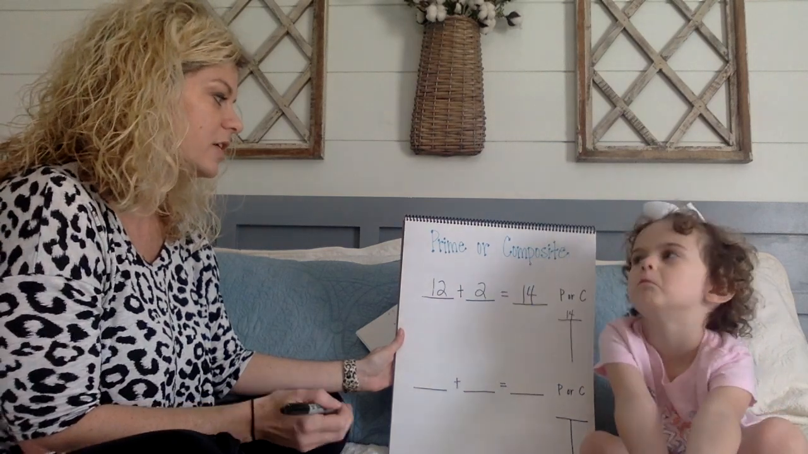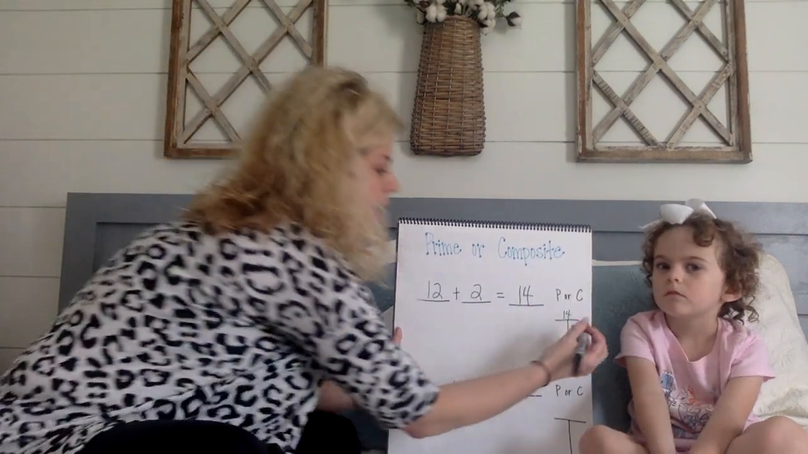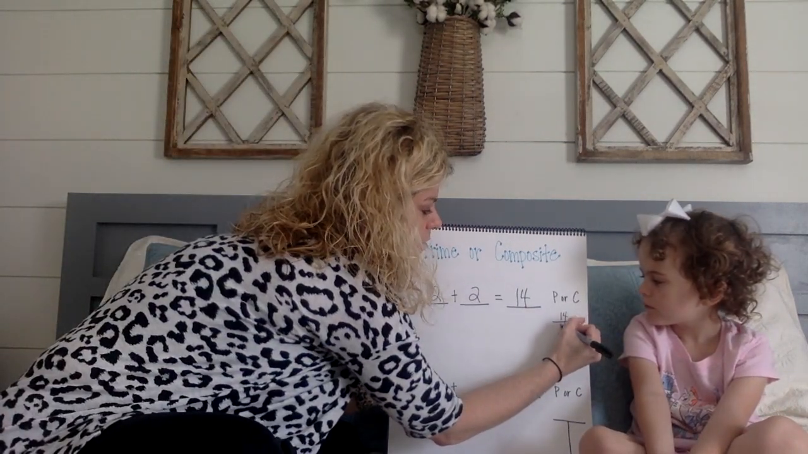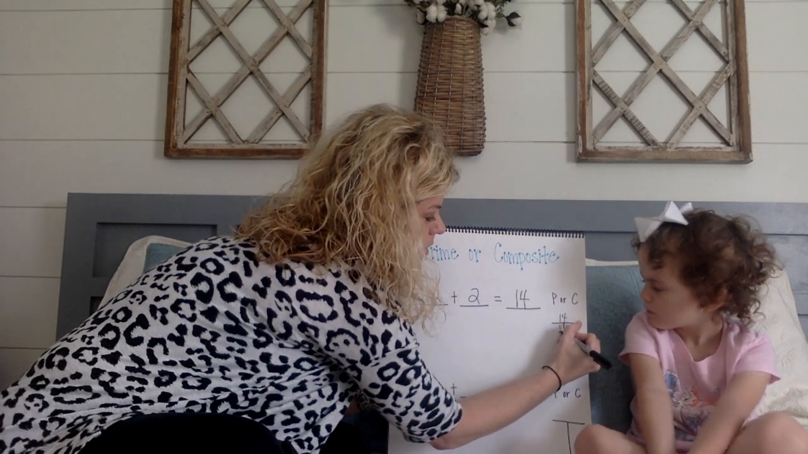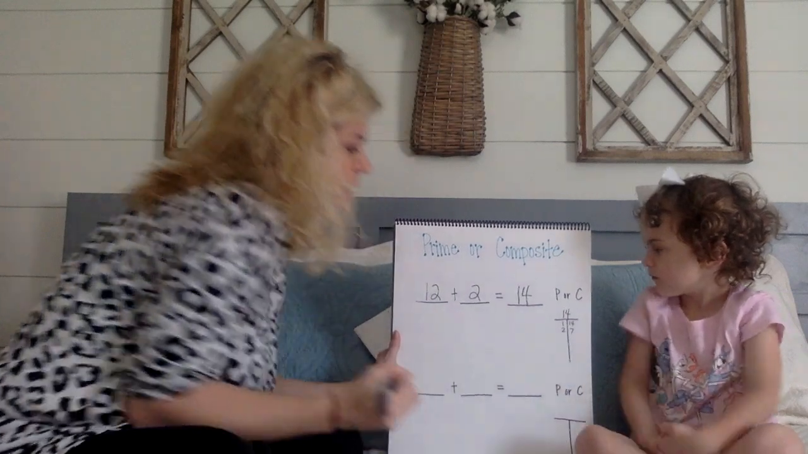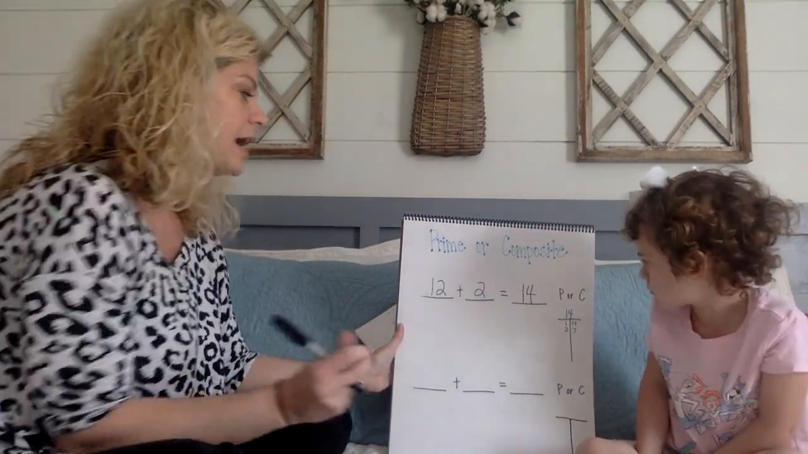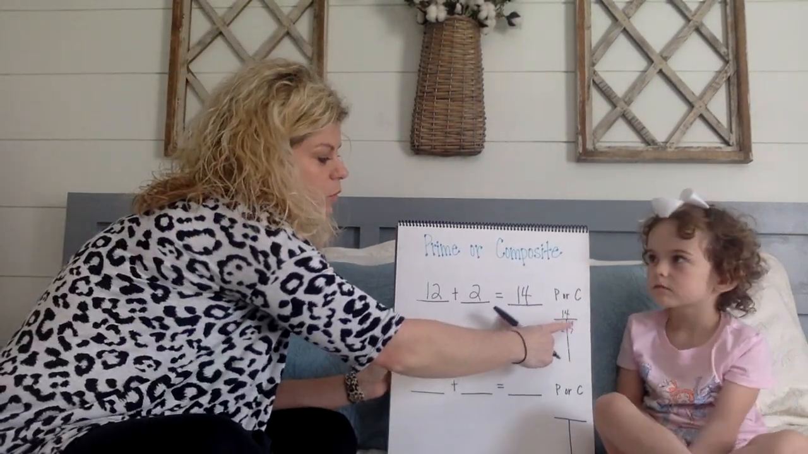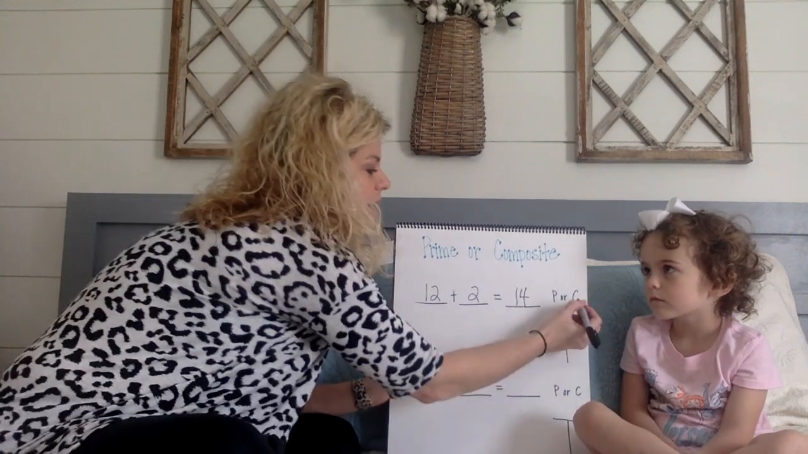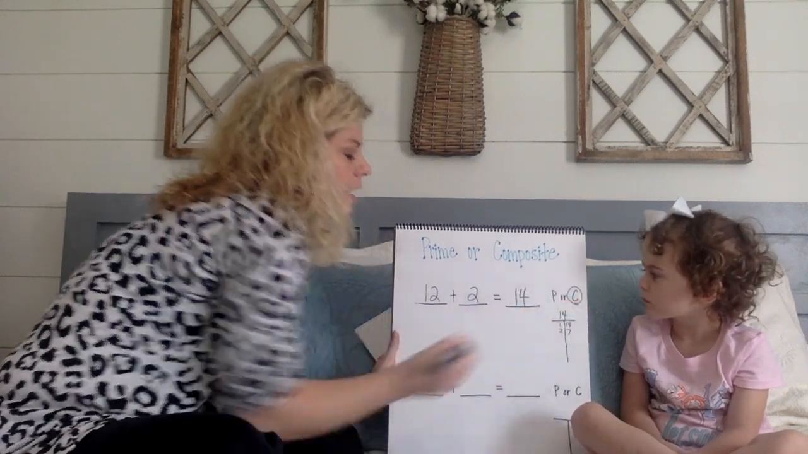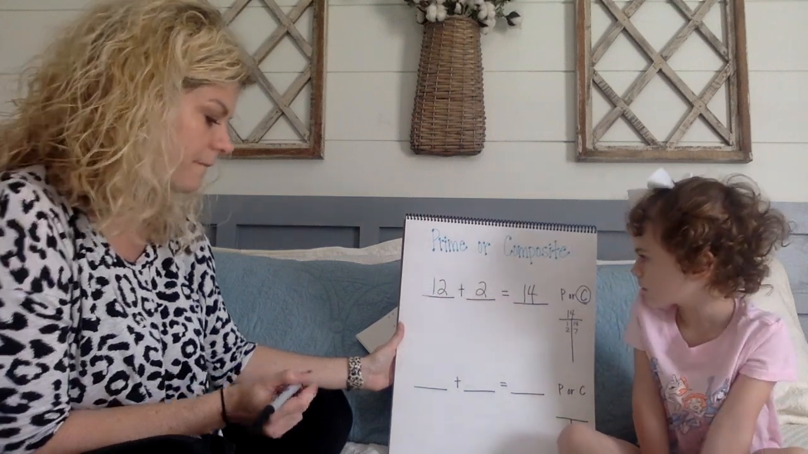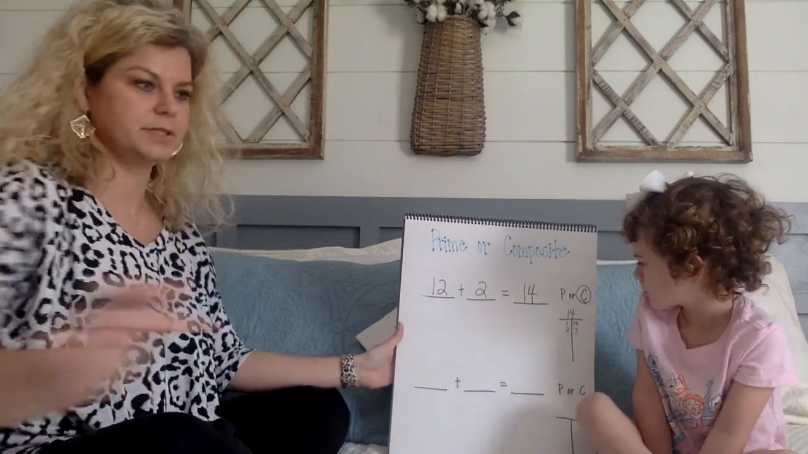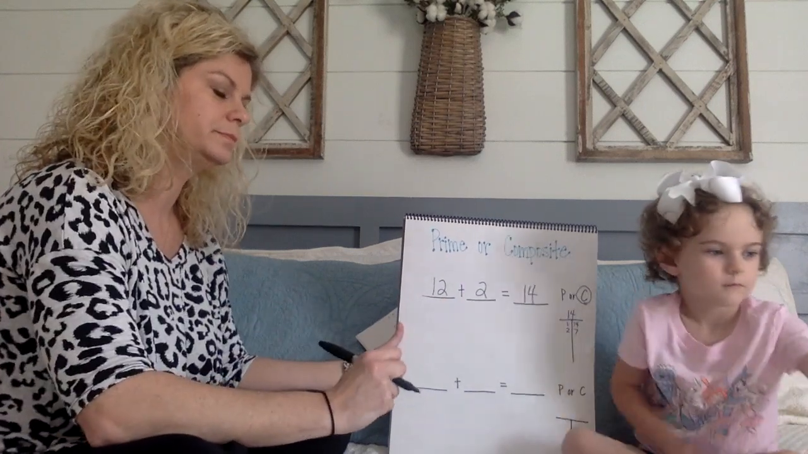So I put 14 on the top of my T-chart, and then I'm going to write down all my factors of 14. I have 1 and 14, 2 times 7, and I know if I have more than 2 factors, that makes it a composite number. So 14 is composite because it had 4 factors. Let's do one more example.